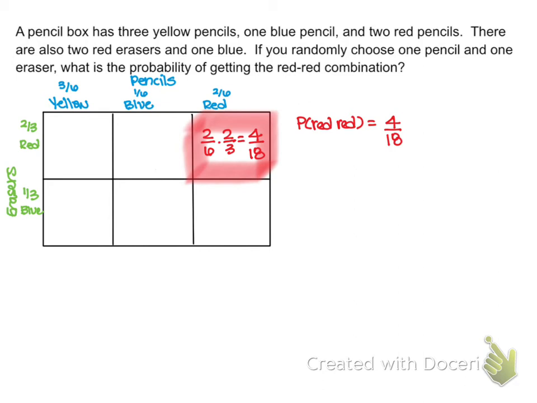This question's a bit more straightforward, so I went through, just created an area model for this, put the probabilities of each of the pencils and the erasers in the appropriate locations, and then I'm just looking for the overlap of the red-red combination, which gives me a probability of 2/6 times 2/3, which is 4/18.